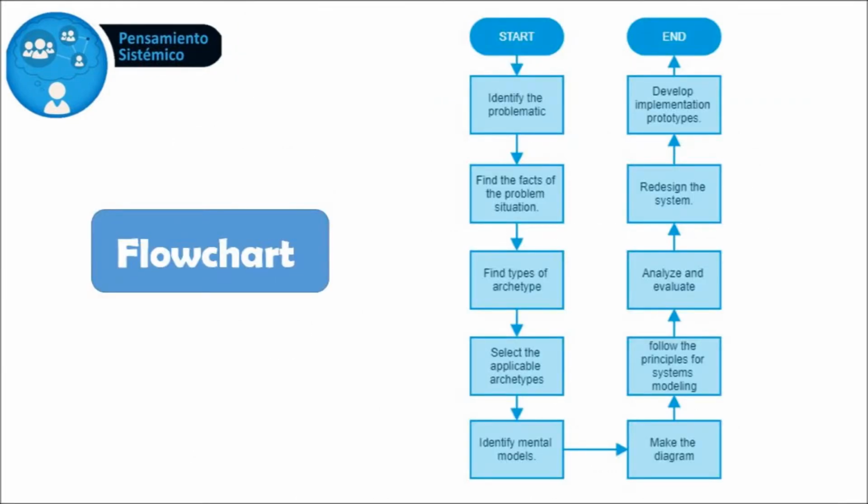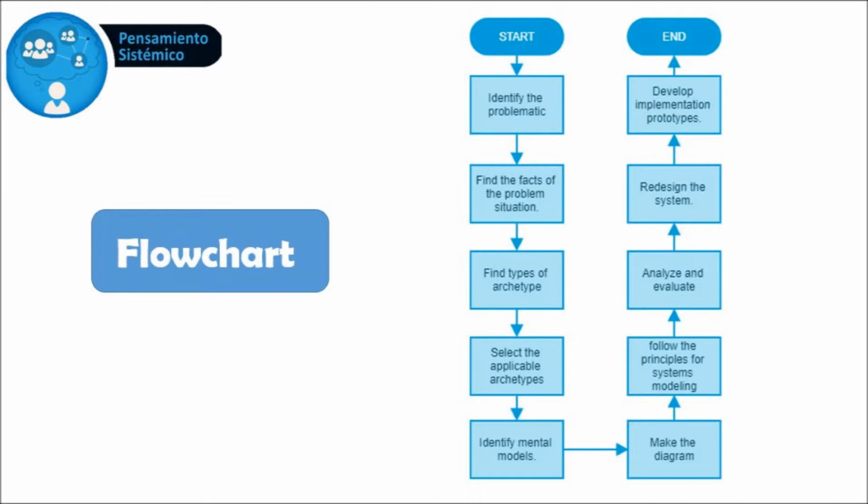In this flowchart, we can see in a better way the sequence of actions to solve a problem. First of all, we have to identify the problematic and then find the facts of the problem situation. After that, we find types or archetypes and then select the applicable archetypes.